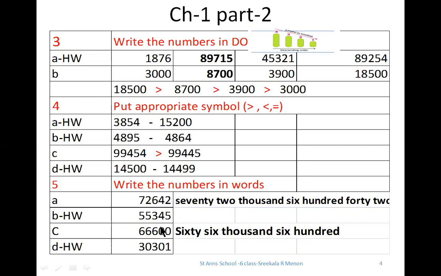The third one I have done for you. 66600. We can write it as 66,600. I repeat, 66,600. And the fourth one is your homework. So from this bit, 2 sums I have done and 2 are your homework. Shall we move to the next bit, children?